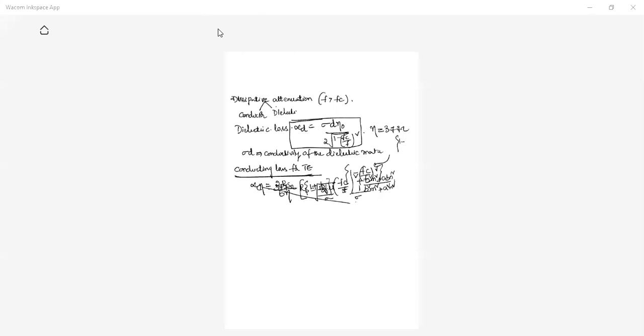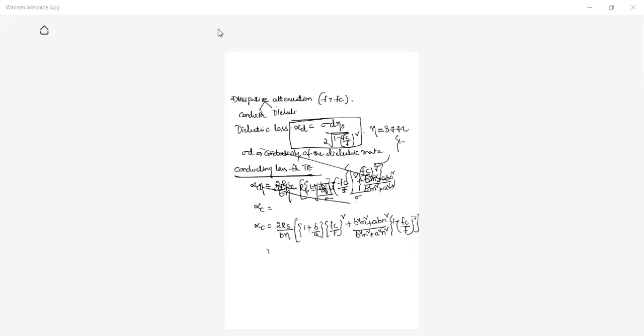That's it. I'll write once again: alpha c is equal to 2 Rs by beta eta into 1 plus b by a into fc by f whole square plus b square m square plus ab m square plus b square m square plus a square n square into 1 minus fc by f whole square.